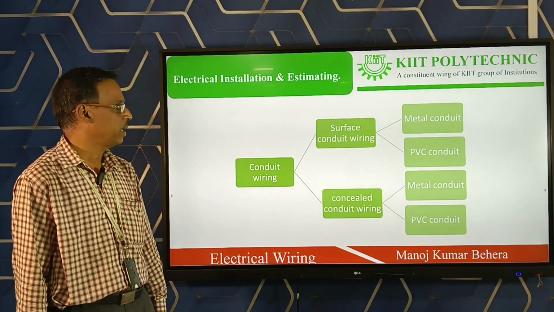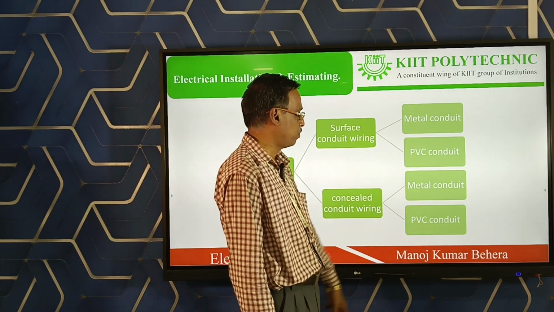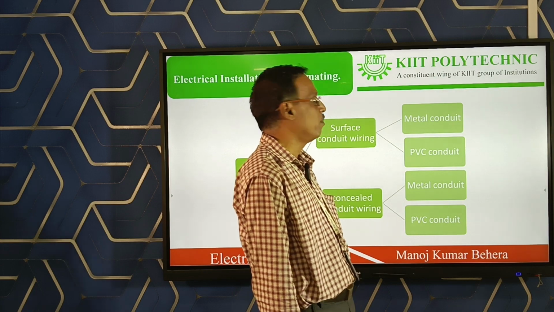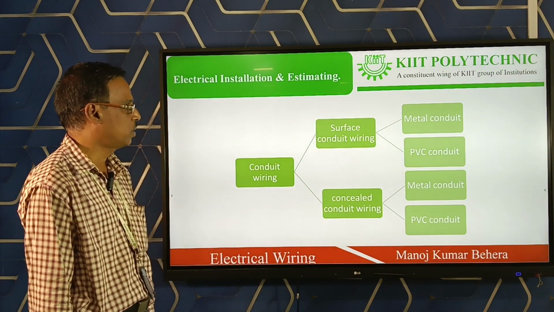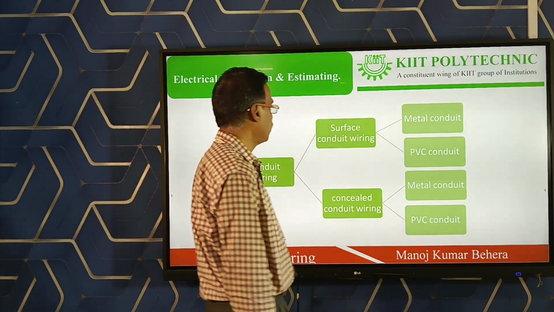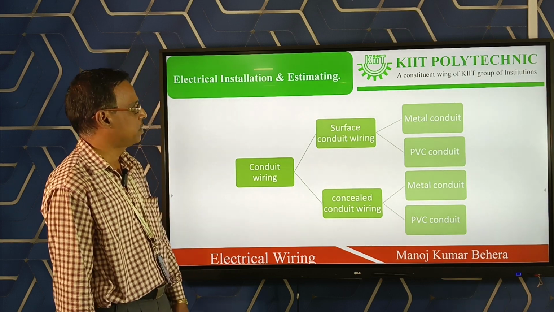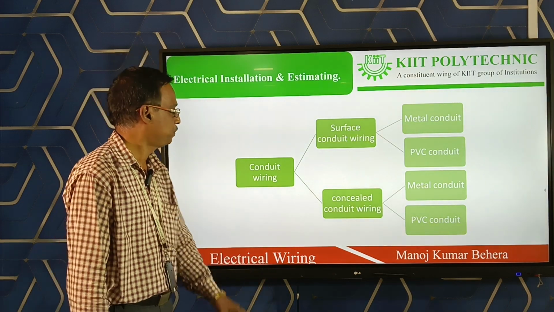Surface conduit wiring is divided into two types, that is metal conduit wiring and surface PVC conduit wiring. Metal means it is made of metal pipes which run over the wall. Generally in industry metal conduits are used. PVC conduits are generally used in homes. Next one is concealed conduit: concealed metal conduit and concealed PVC conduit. Concealed wiring is used inside the wall.